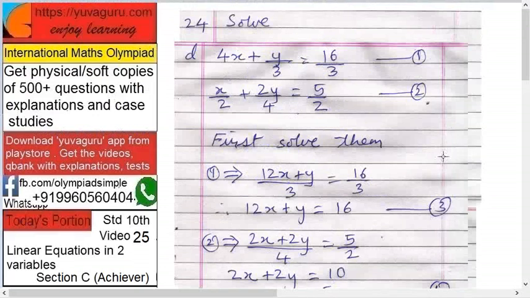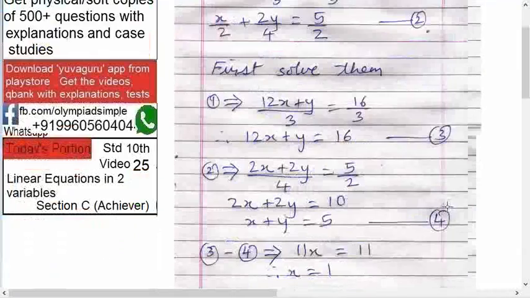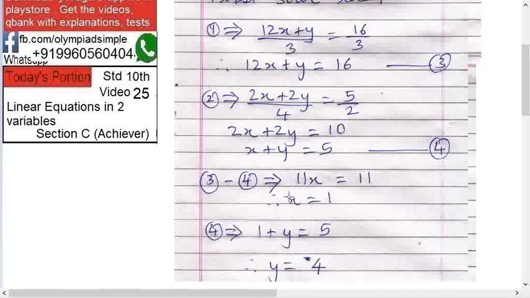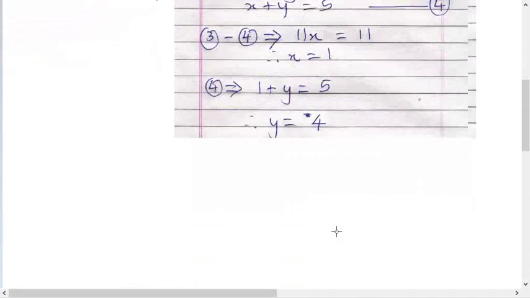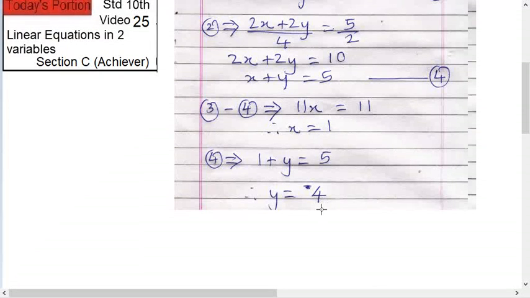3 and 4, right? Earlier it was 1 and 2. We have given them the new numbers 3 and 4. So what's difficult now? 3 minus 4: 12 minus 1 is 11, and 16 minus 5 is 11. So x equals to 1, and put it in 4. So 1 plus y equals to 5, y equals to 4. So x equals to 1, y equals to 4.